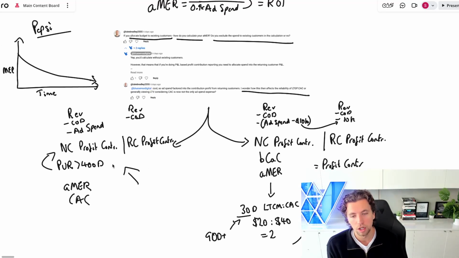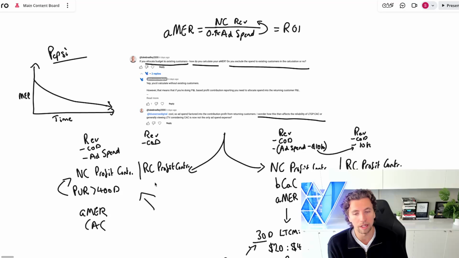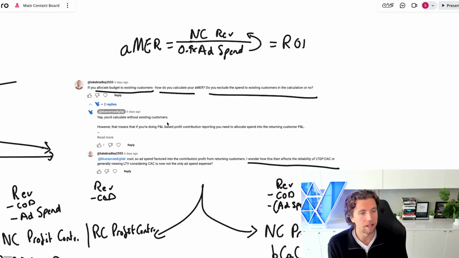This just requires some custom modeling and some custom builds to be in place to be able to report in this way, but it's nothing too complex. If you really want to do this, you can do it. I hope that provides some clarity into this approach where you're going to spend on existing customers. What does that do to aMER? What are your options? What does that do to LTGP to CAC ratios? And yeah, let's hope that wasn't too overkill.